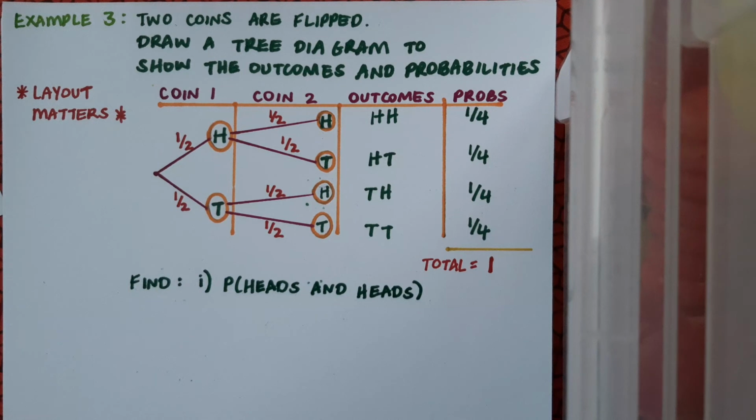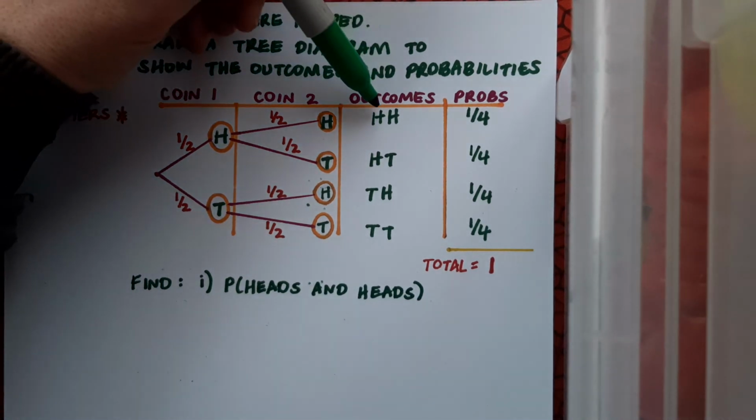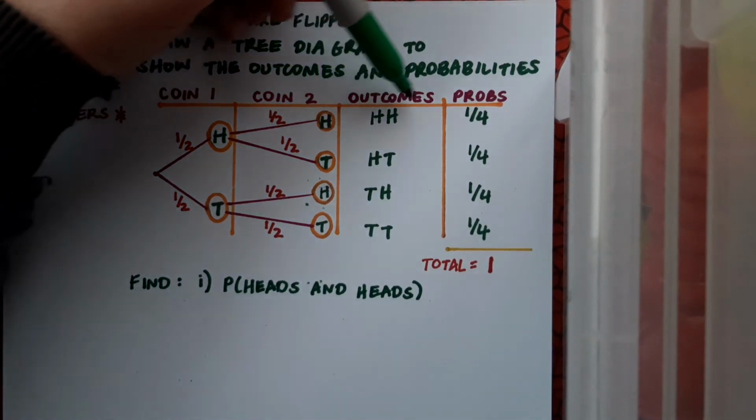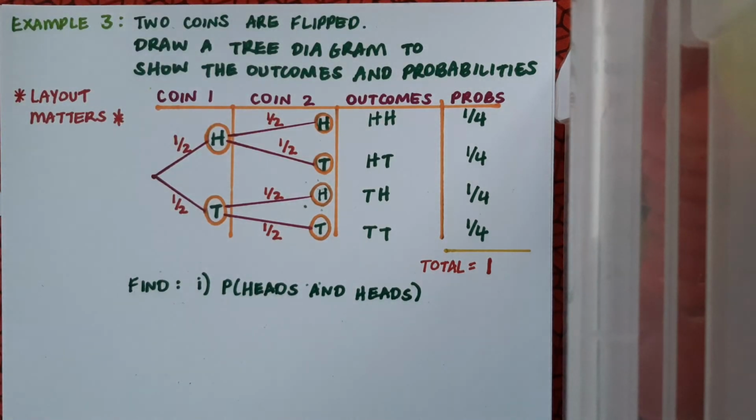So let's do a couple of questions then based off this tree diagram. Let's first of all find the probability of heads and heads. So in this case, I just go and have a look for the outcome, heads and heads, that's fine. The probability is 1/4, I have my answer.